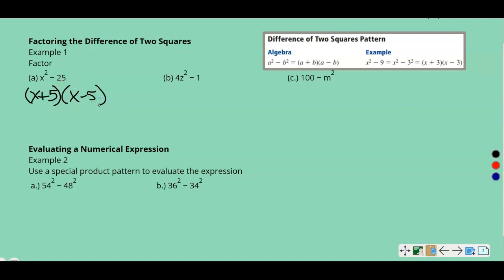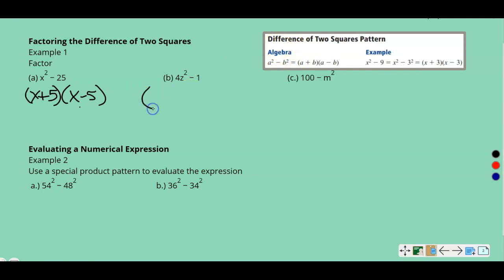Now the order in which you write the sign does not matter. If you wrote x minus 5 times x plus 5, that's the same thing. So it works very well regardless of which way you write it. And it does have to be a difference, just to indicate this cannot be a plus. It doesn't work if you have a plus there. So it does have to be a difference of two squares.